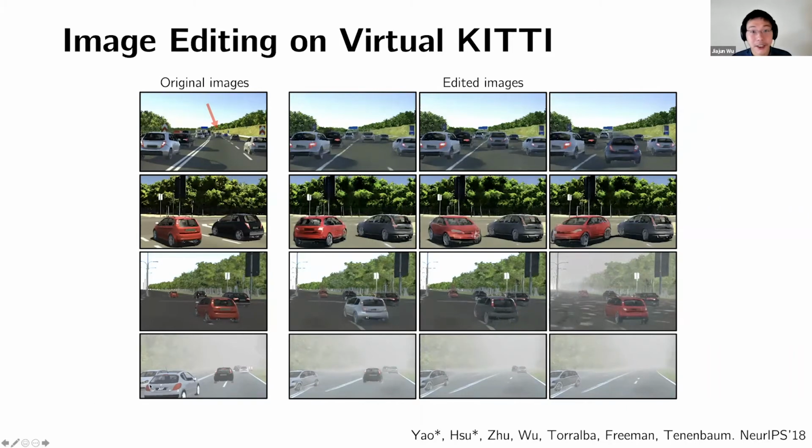So this is what you can do by having this graphics-based 3D scene understanding system. If I remove the car in the front, I can see the back car is now revealed. I can remove a few more cars and see how the scene will look.